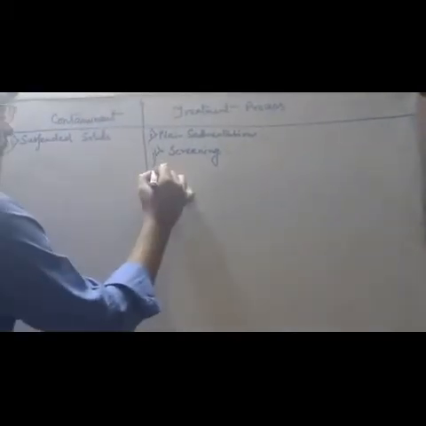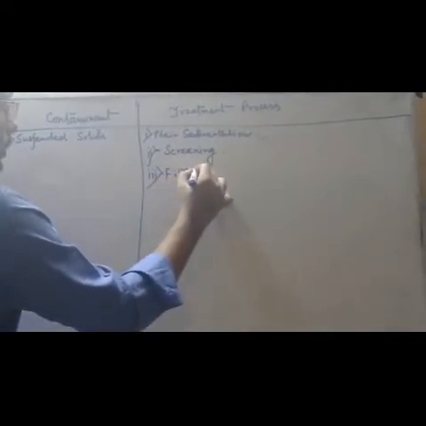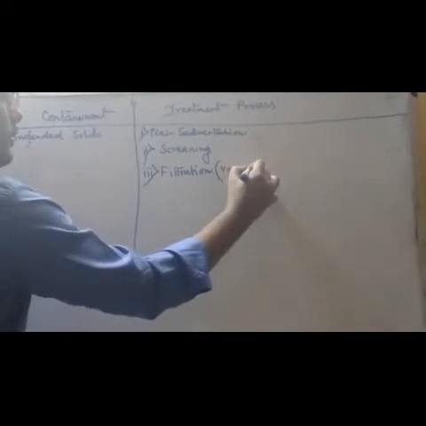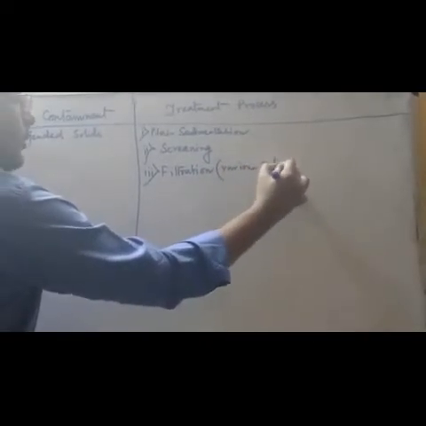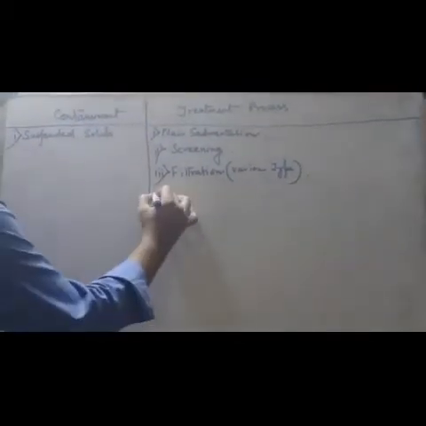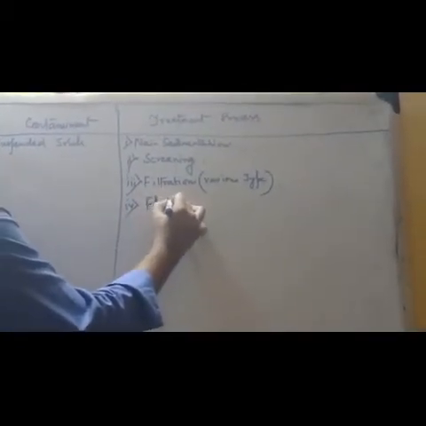The third one is filtration. There are various types of filtration: slow sand filter, rapid sand filter, or gravity sand filter. All of these I will discuss in my next video. The fourth thing is flotation.